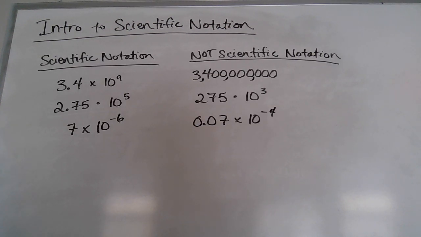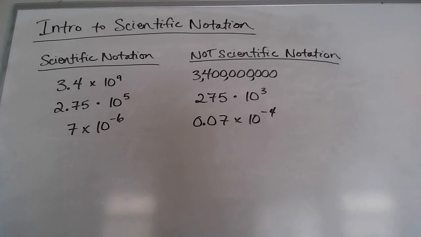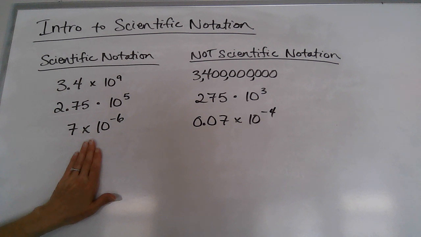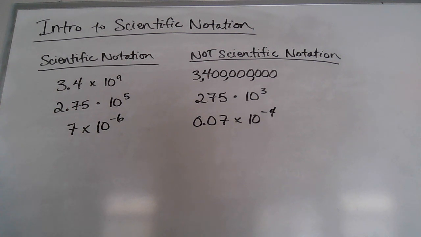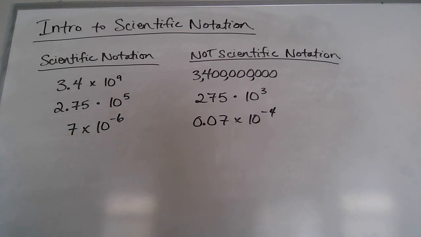All right, so let's look at some examples of numbers in scientific notation and numbers that are not in scientific notation. And let's just see if we can figure out what is happening with each of these. So in the scientific notation column, you see numbers being multiplied with powers of 10. I see a couple of numbers being multiplied with powers of 10 over here also. So that's not the only thing that makes numbers scientific notation. There's got to be more to it.